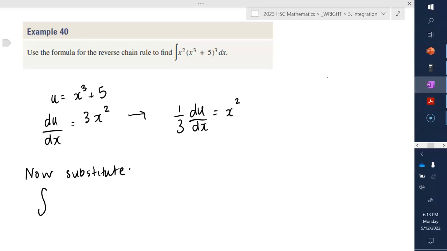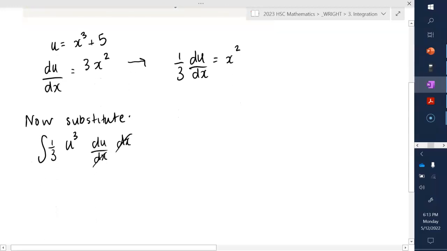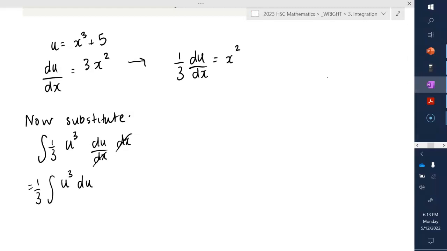So I'm going to integrate. My x squared is going to be replaced by 1/3 du dx. I'm going to put the du dx at the end because I think that will look a little bit nicer. My x cubed plus 5 to the power of 3 is my u to the power of 3, and my dx can stay there. I've changed now to u's. I'm going to put the 1/3 out the front. You don't need to, but I like to do that. And now I'm going to integrate. So I've got 1/3 u to the power of 4 on 4. That's still in there, plus c.